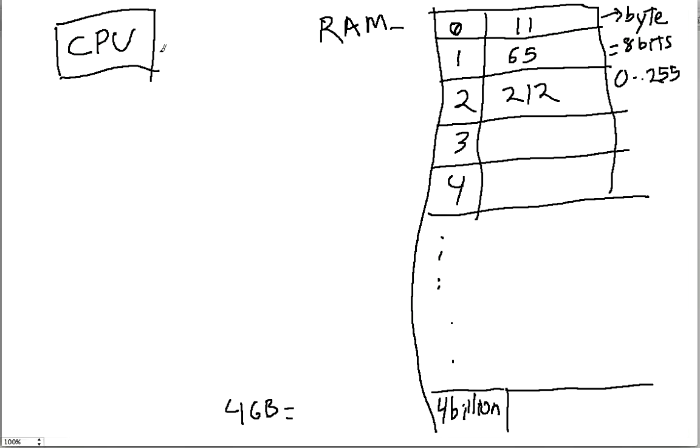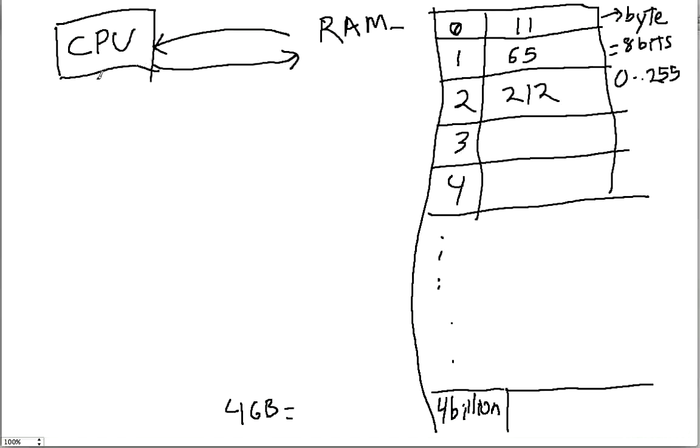Okay, so what does the CPU do with the RAM? Well, basically, the only thing that the CPU can do is read information from the RAM, and store information back into the RAM at various positions. That is the only thing that it can do. So how does it do that?